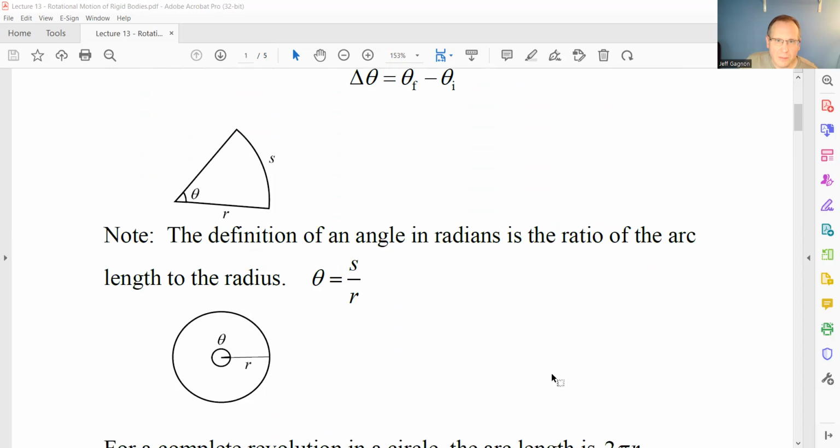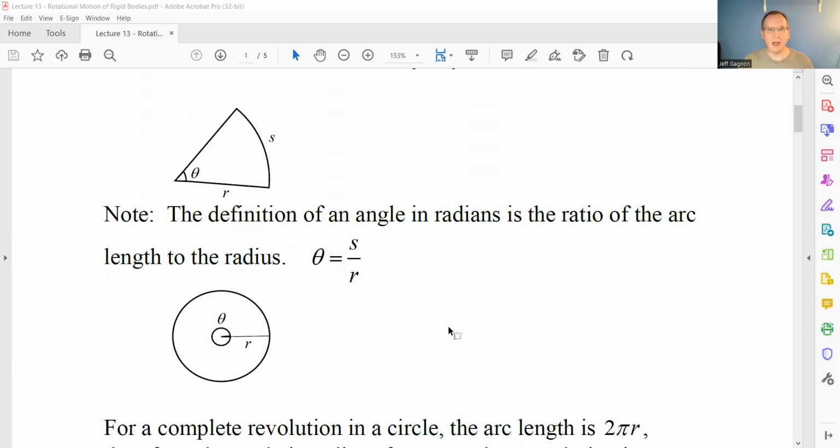Okay, to remind you, remember the definition of an angle in radians. If I want to measure this angle here, this theta in radians, it's defined to be the length of this arc, which is part of the circle, the arc length, which you usually call S, divided by the radius. So theta in radians is the arc length, S, divided by the radius.